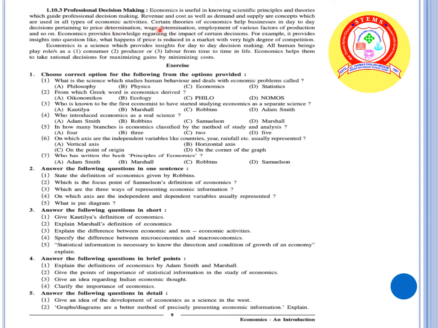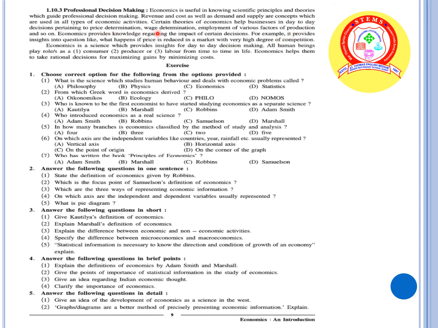Other than that, there is wage determination. How much wages should be given to a person or employee is also based on certain theories which are already explained by famous economists. Then there is the employment of various factors of production. Various factors of production are land, labor, like this. So the theories help in making decisions pertaining to these factors.